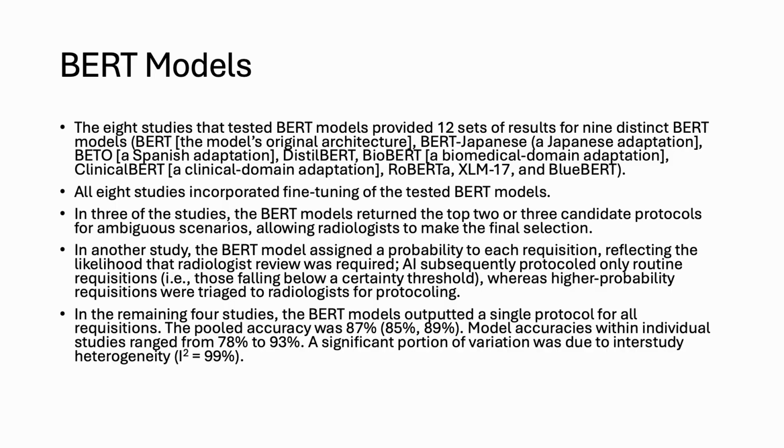And then in some studies, the model would assign a probability to each requisition that it needed assistance from a radiologist. And if it was a high probability, then it would send it off for a review and protocoling from the radiologist. Whereas if it had a low probability, then it would do it itself, bypassing the radiologist. And that's an application that could potentially be used in the future as we look at hybrid AI radiologist workflows within the radiology clinical environment.